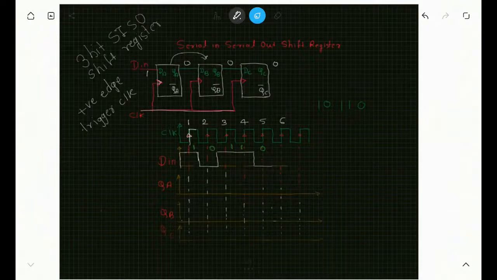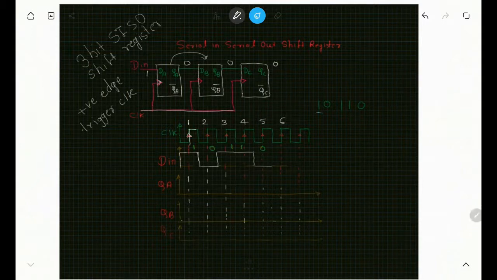Today we are going to see how to plot the waveforms in a serial out shift register. Here a 3-bit serial out shift register is considered. A clock signal is applied, the same clock is applied to all the 3 flip-flops. As it is a 3-bit shift register, 3 D flip-flops are used here.